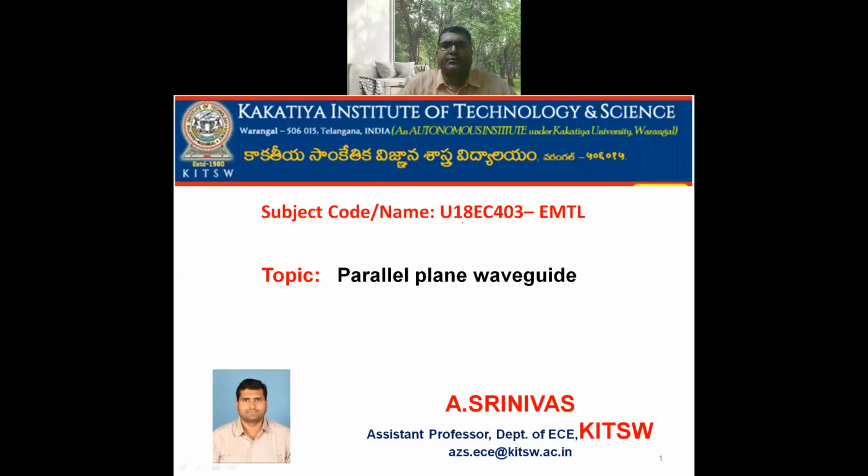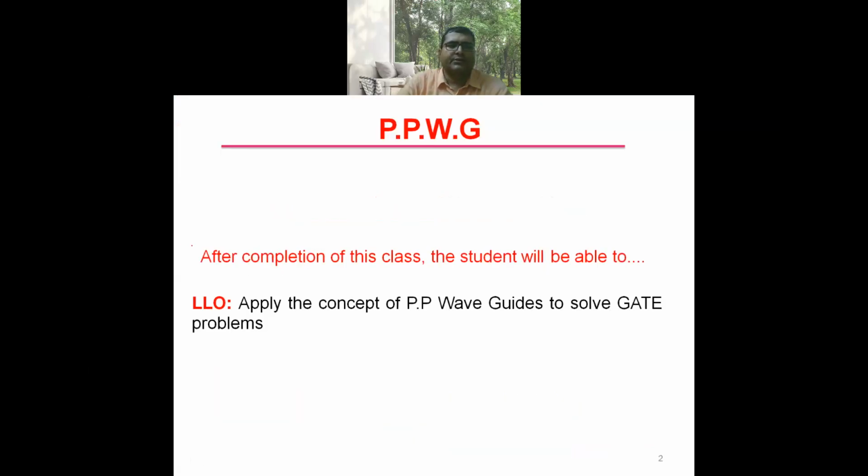Subject code U18EC 403. Topic: field components and propagation characteristics in parallel plane waveguide. Lecture level outcome: after completion of this lecture, the student will be able to apply the concept of parallel plane waveguides to solve GATE problems.